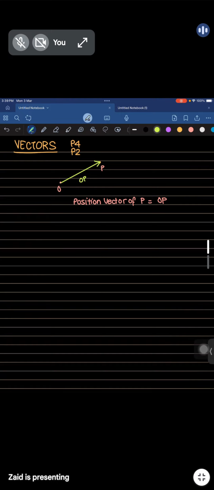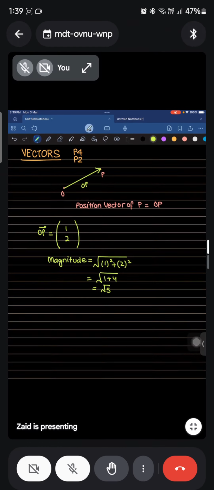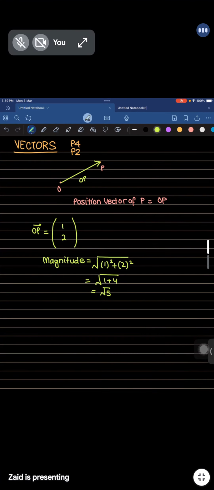Vectors are represented by their components like this, 1 and 2. That means this vector has x component 1 and y component 2. Let's suppose this is vector OP. I want to find the magnitude, how big the line is. It's really easy. I put a square root and square the components, which gives 1 plus 4, and that's 5. Simple. So this is the magnitude of the vector. Is it clear? Yes, sir.